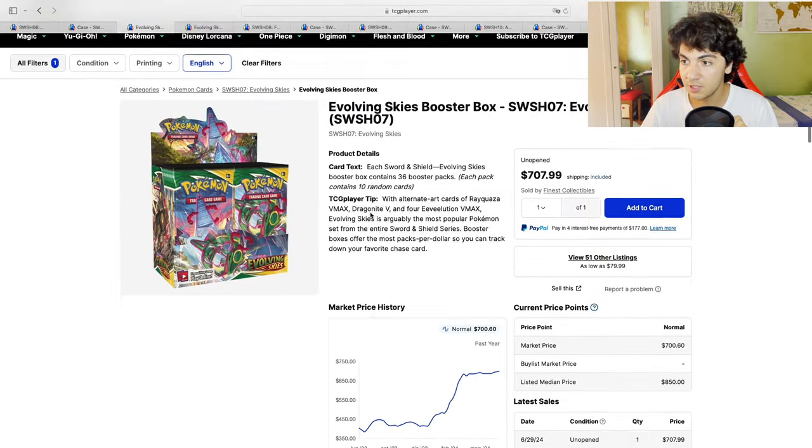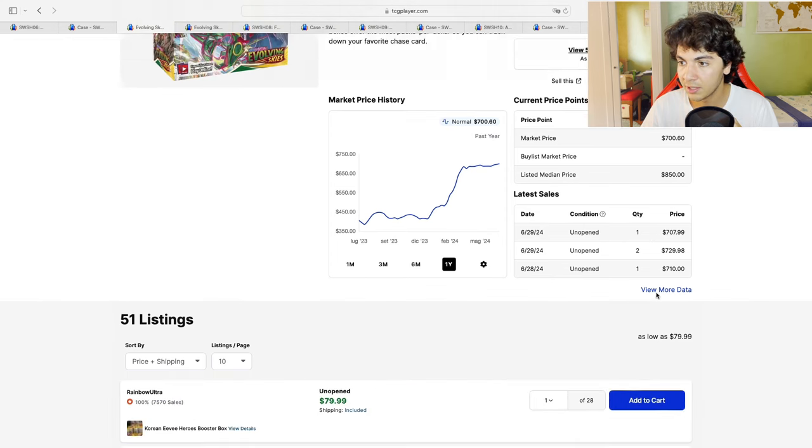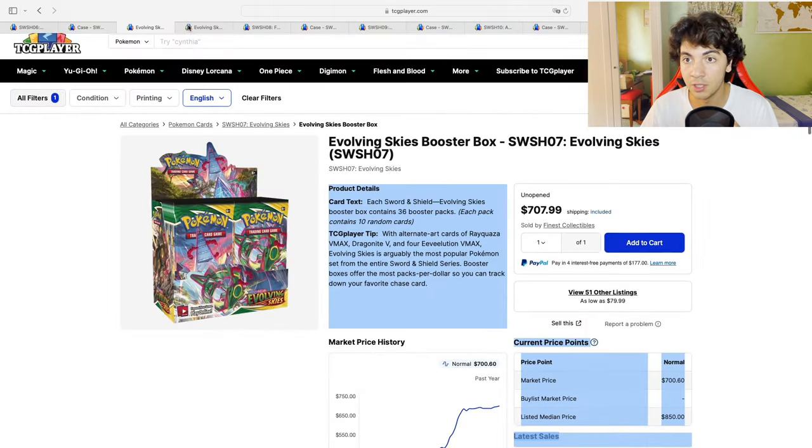Now, moving on, Evolving Skies, as you can see, it is selling for $700. So it's been in the low 700s, high 600s for a while, and it looks like it is starting to break higher. And as you can see, there are multiple sales per day, so that's quite interesting.